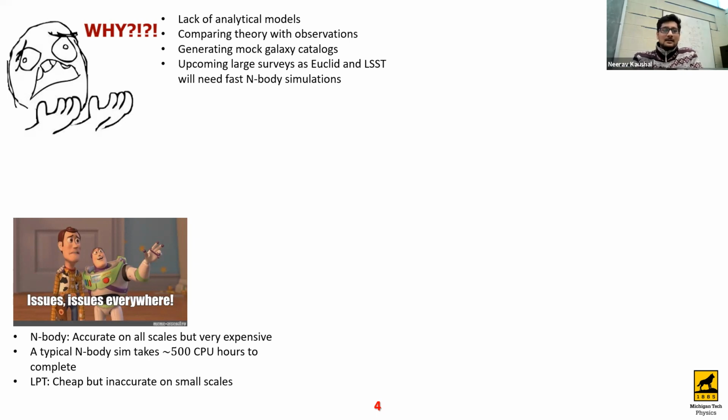So what issues we have in simulations are, there are 2 types of simulations: n-body and fast. N-body simulations are extremely accurate on all scales, but they're highly expensive computationally, because a typical n-body sim takes roughly 500 CPU hours to complete. That's like 21 days. On the other hand, the fast simulations are very cheap, but they are inaccurate on small scales. So we need faster tools.